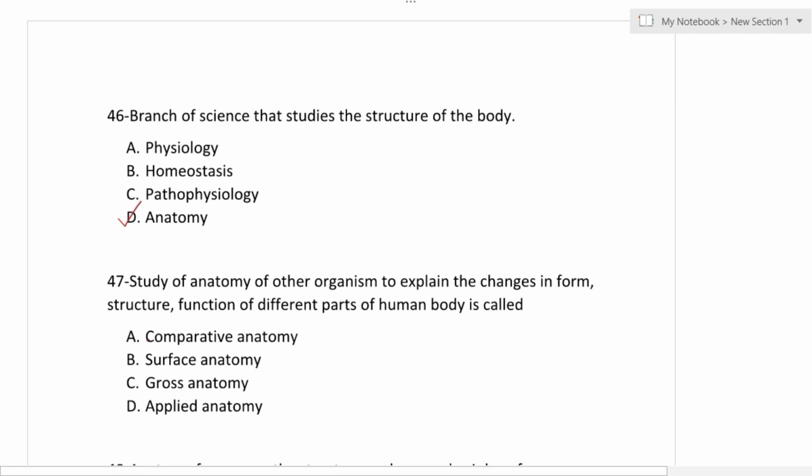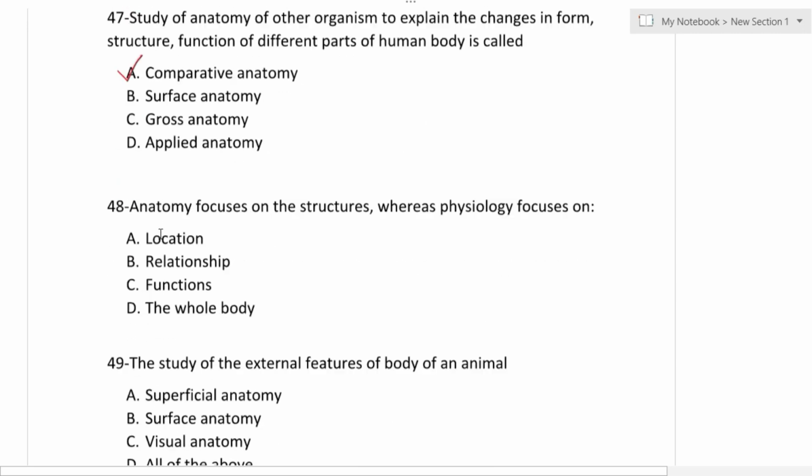The correct answer is option A, that is comparative anatomy. We are comparing the anatomical structure of one organism to the human body anatomy. Okay, so that is comparative anatomy.